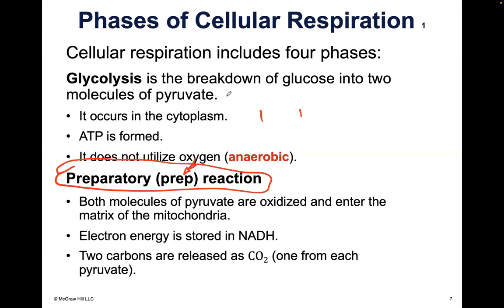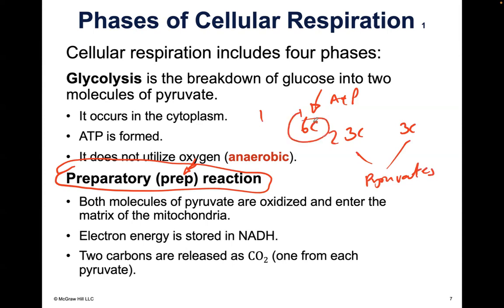Glycolysis is the breaking down of glucose to form 2 pyruvate. So what does that mean? Glucose has 6 carbon atoms. It's been split by using ATP as a source of energy. So it gives you 3C. These two 3C molecules, we call them pyruvate. So you have 2 pyruvates from one glucose molecule. We're going to talk about that in more detail. It occurs in the cytoplasm.